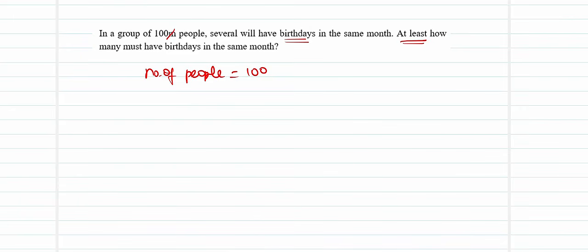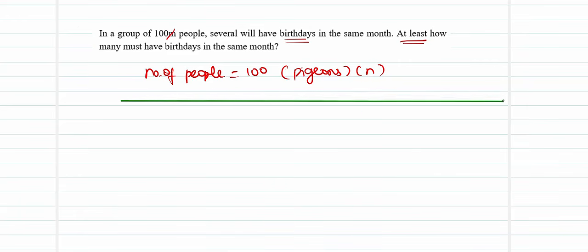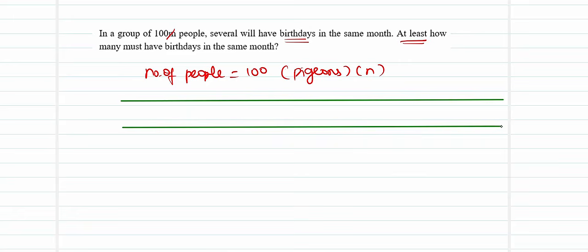So now this number of people, which is 100, will be treated like your pigeons. They are nothing but my n. So what are going to be the holes? Where are these 100 people accommodated? These 100 people are accommodated into holes. What are the holes? Holes are nothing but the months available for me. How many months are there totally? Totally we have 12 months.